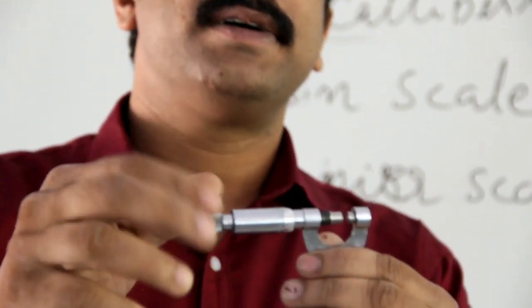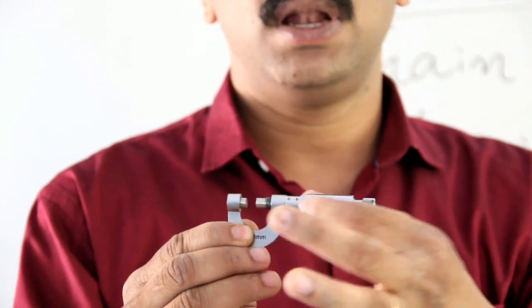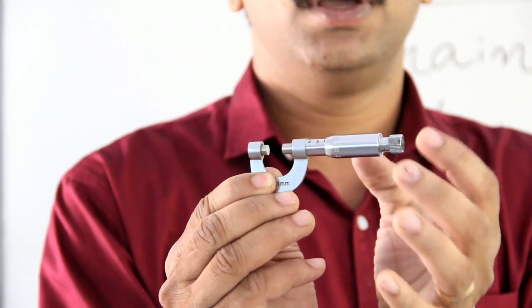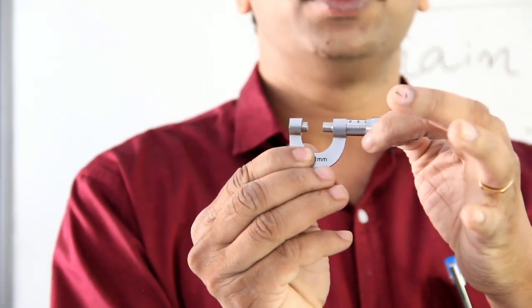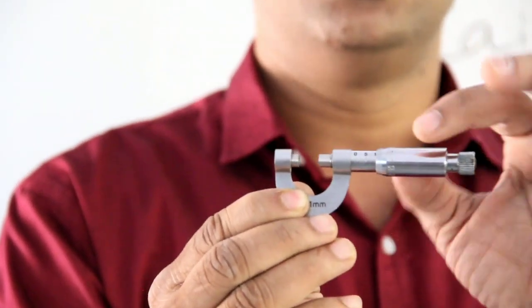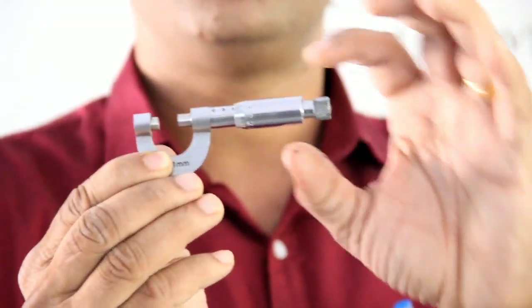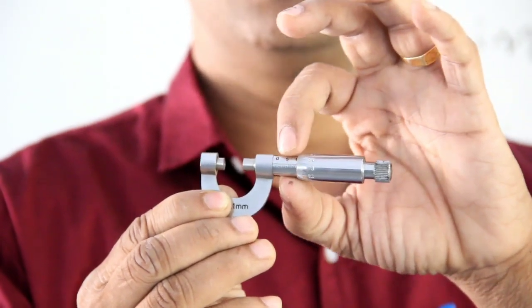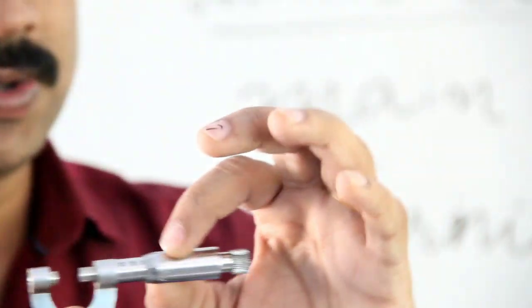Like vernier calipers, the screw gauge also has two scales. One is the main scale, and a circular scale is present over there. The numbers are given from 0 to 90, and the total number of divisions on the circular scale is 100. The main scale is given in millimeters, and the circular scale is also given in millimeters.